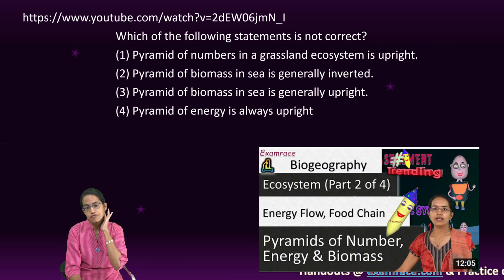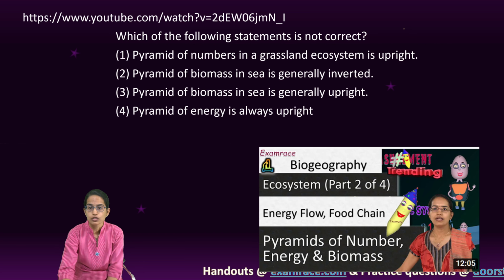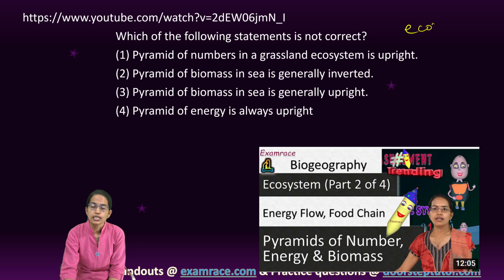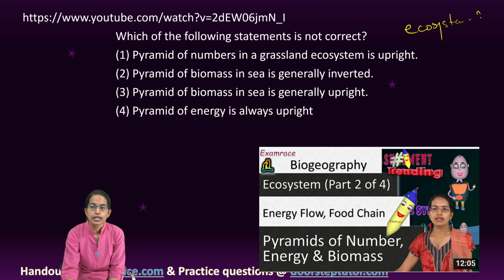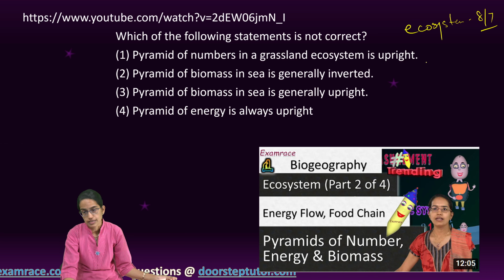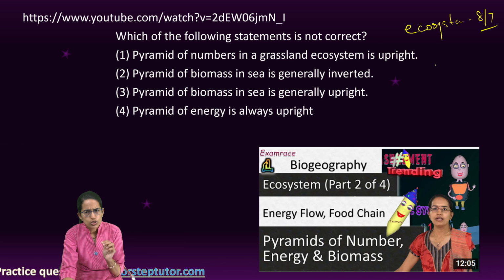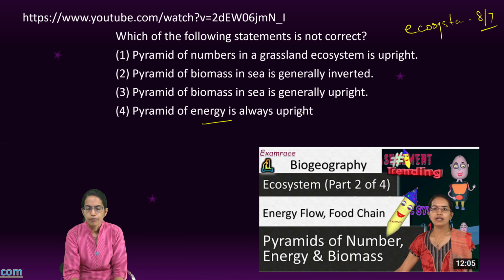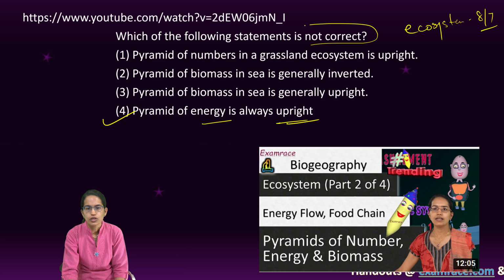Now this is a very important section, very scoring section. Ecology and ecosystem comprises around 7 to 8 questions in the exam every year. One of the most simplest section and the most scoring section. The energy pyramid is always upright is correct. You have to find out which of the following is not correct.